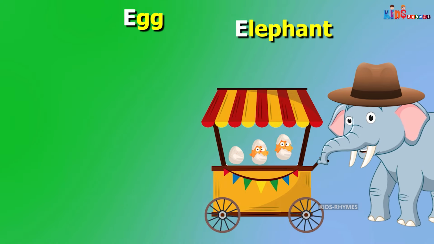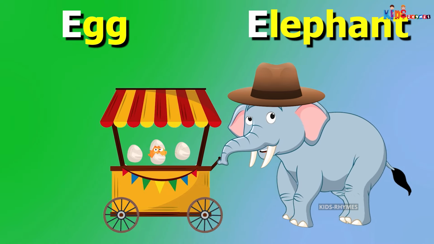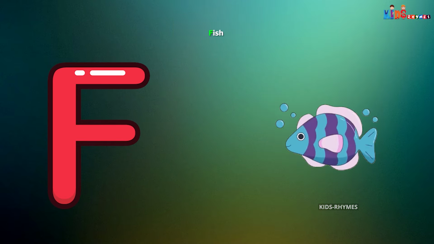E for elephant. F for frog and F for fish.